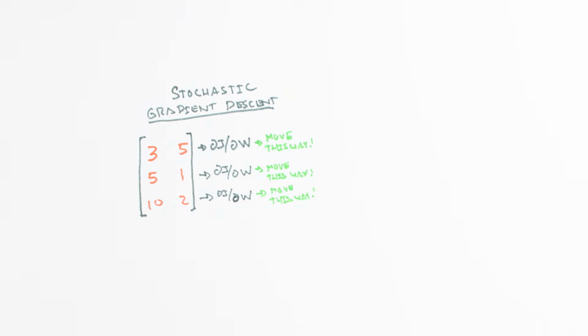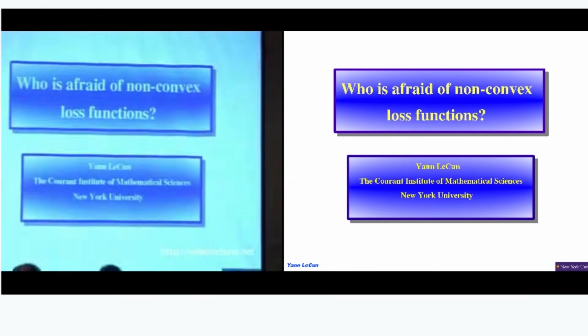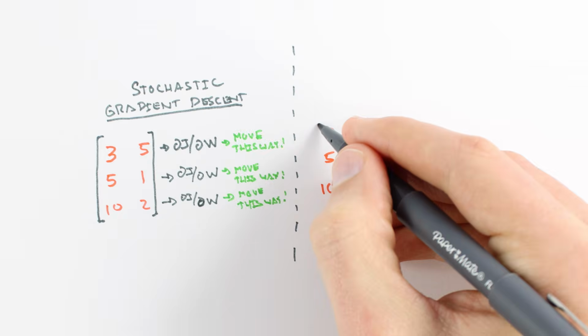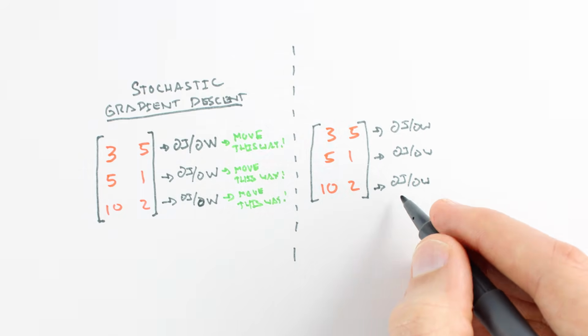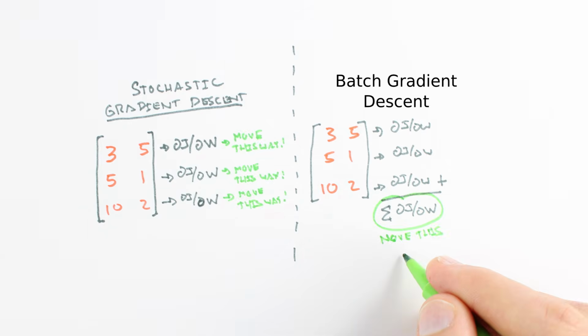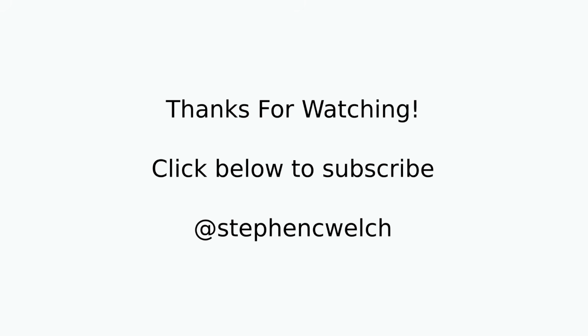So maybe we shouldn't be afraid of non-convex loss functions, as neural network wizard Yann says in his excellent talk, Who is Afraid of Non-Convex Loss Functions? The details of gradient descent are a deep topic for another day. For now, we're going to do our gradient descent batch style, where we use all our examples at once, and the way we've set up our cost function will keep things nice and convex. Next time, we'll compute and code up our gradients.